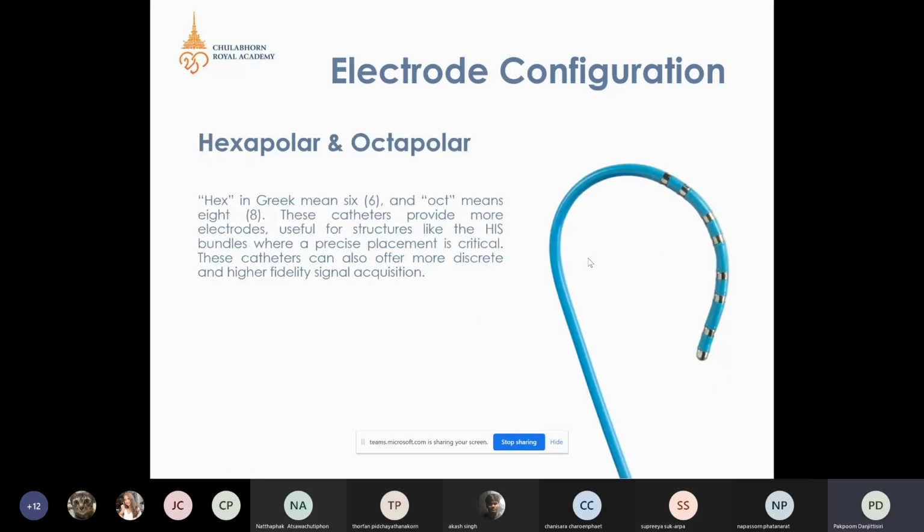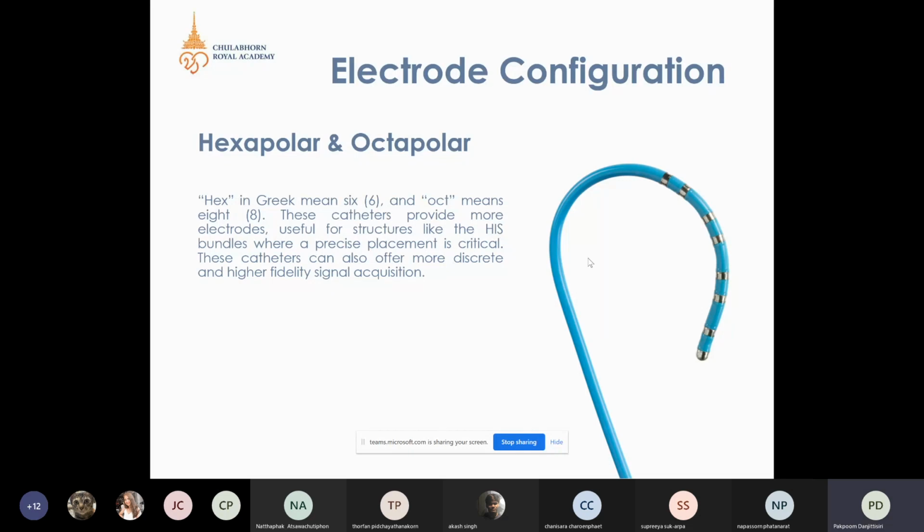The hexapolar or octapolar: hexa means 6 and octa means 8. Definitely, a hexapolar catheter has 6 electrodes on the catheter. What about octapolar? The octapolar has 8 electrodes on the catheter.